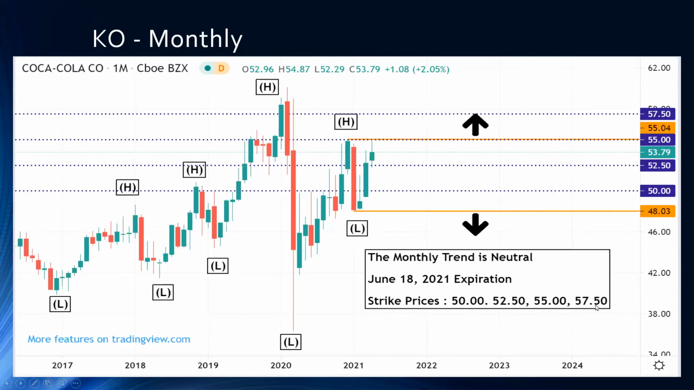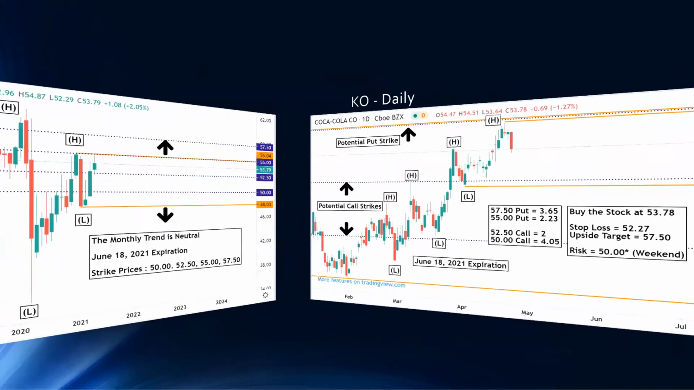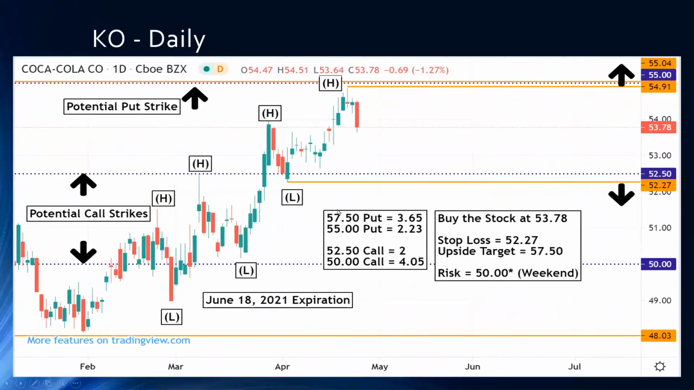Ironically, these are the same strike prices as Walgreens. They're different equities, just the same dollar pricing strikes. It just happens to be that these markets are trading at the same level right now. Okay, Coca-Cola daily. Let's see what's going on here.